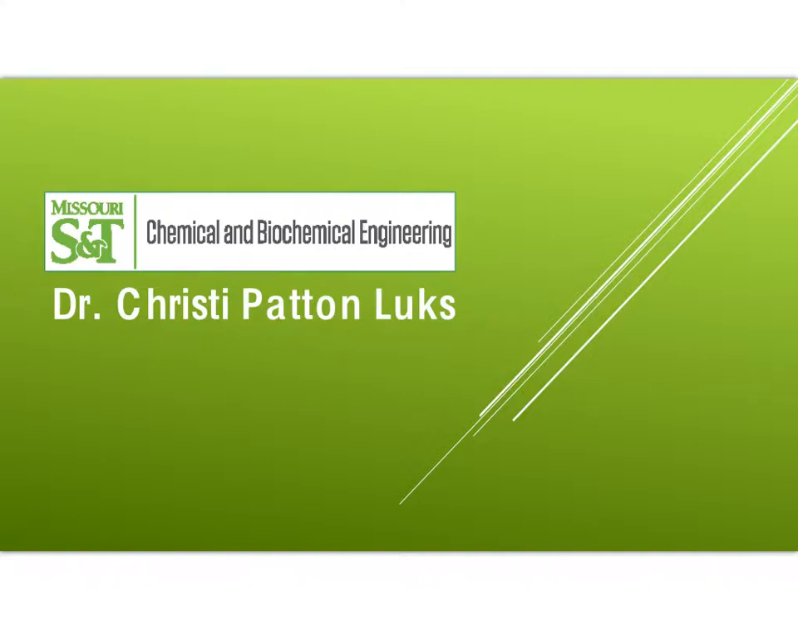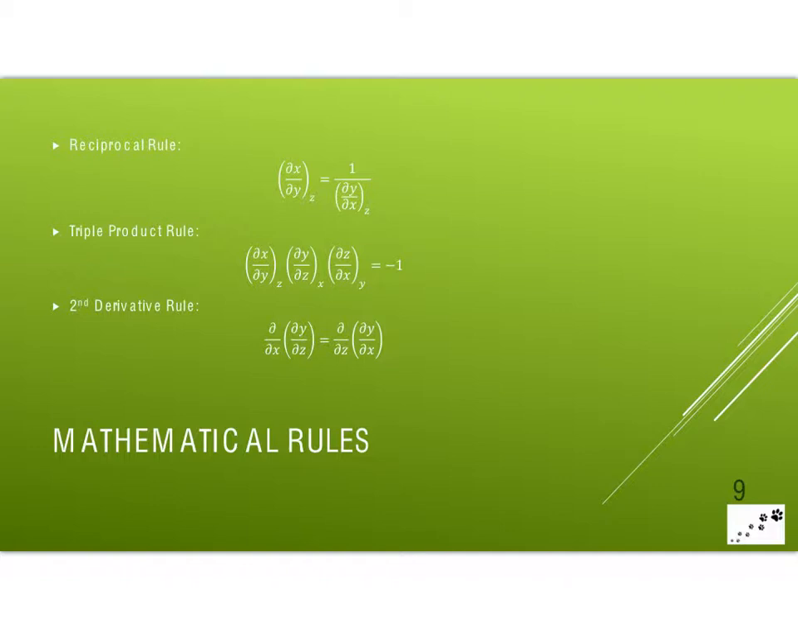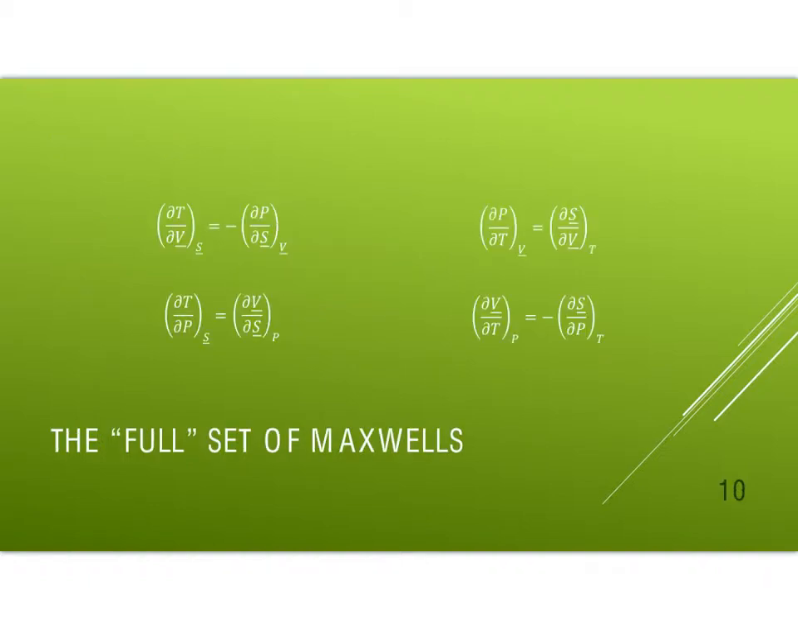This video is part 2 of the video lesson on thermodynamic property calculations for real substances. In the previous lesson, we developed these mathematical rules, and we have a reciprocal rule, a triple product rule, and a second derivative rule. We use the second derivative rule to develop Maxwell equations. The triple product rule and the reciprocal rule we haven't really used yet. So let's start looking at how that combines with our Maxwells.